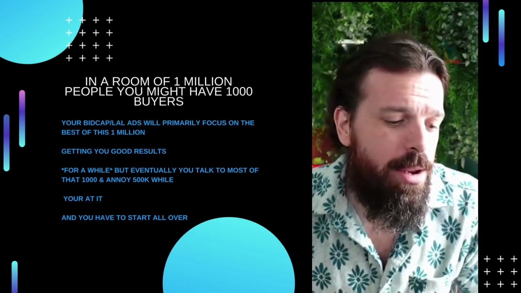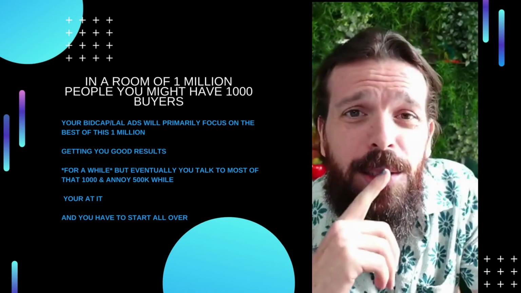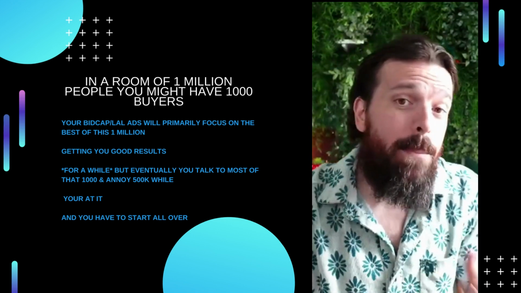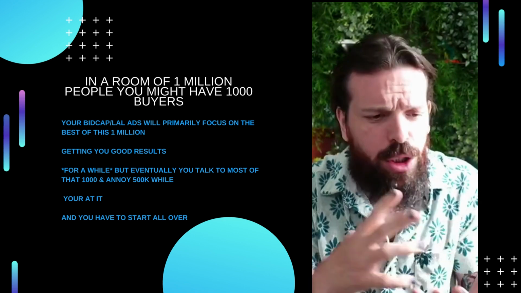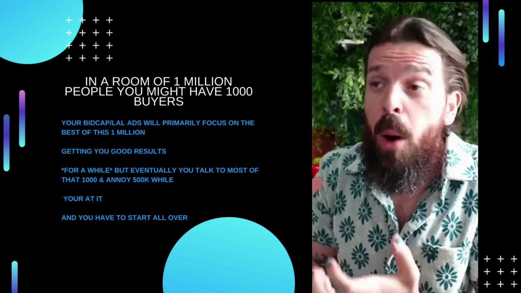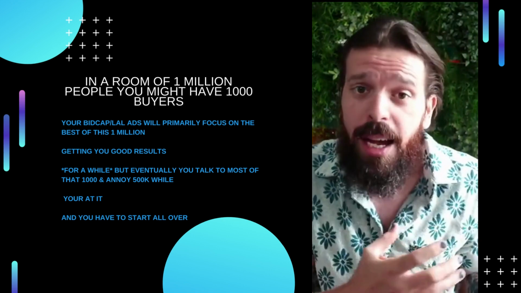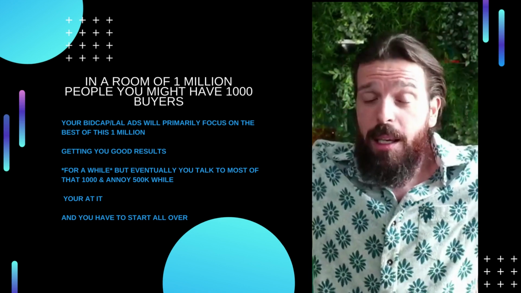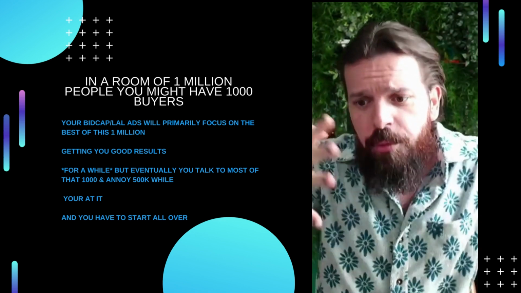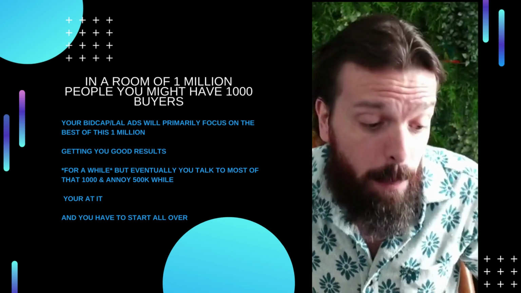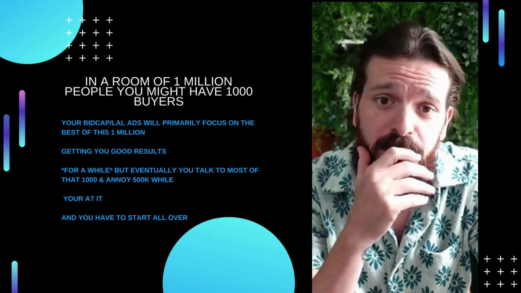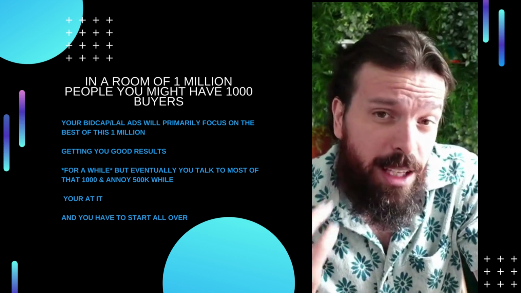Out of that room, maybe you've got 1,000 buyers. Your bid cap or lookalike will allow you to only spend and only show your ads to people most likely out of that 1 million to buy. So it's segmenting the giant 1 million person audience down to hopefully the majority of that 1,000 person audience that's actual buyers, potentially. And that's going to get you really good results right away.